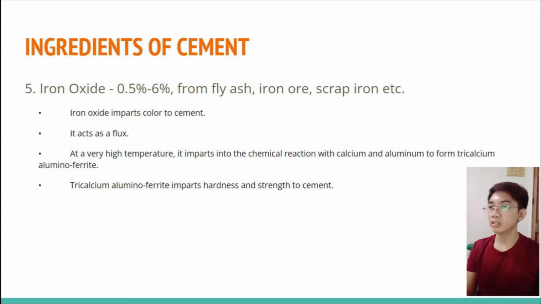It acts as a flux, and at a very high temperature, it reacts chemically with calcium and aluminum to form tricalcium aluminoferrite. This tricalcium aluminoferrite imparts hardness and strength to the cement.